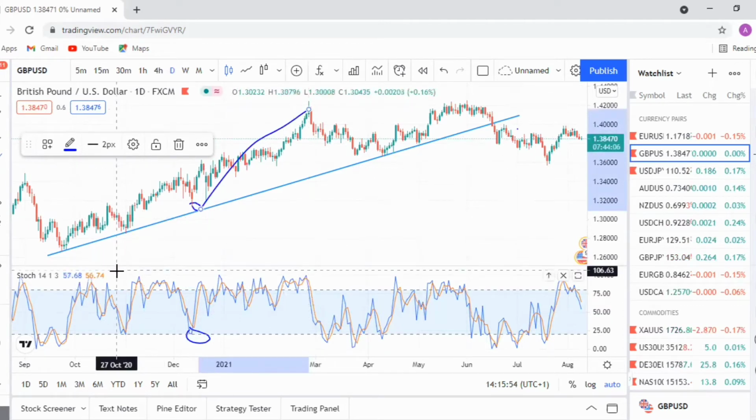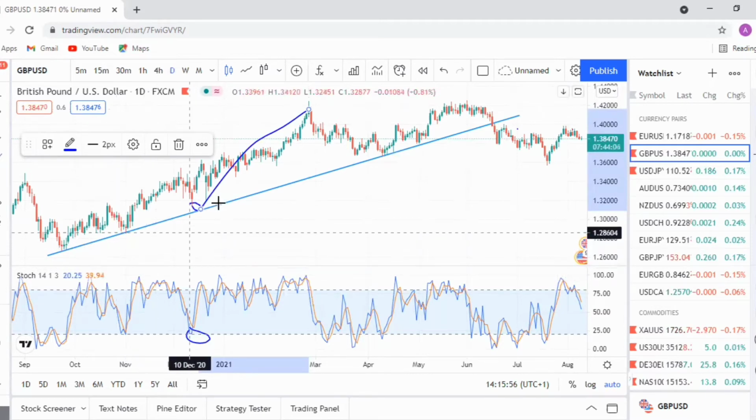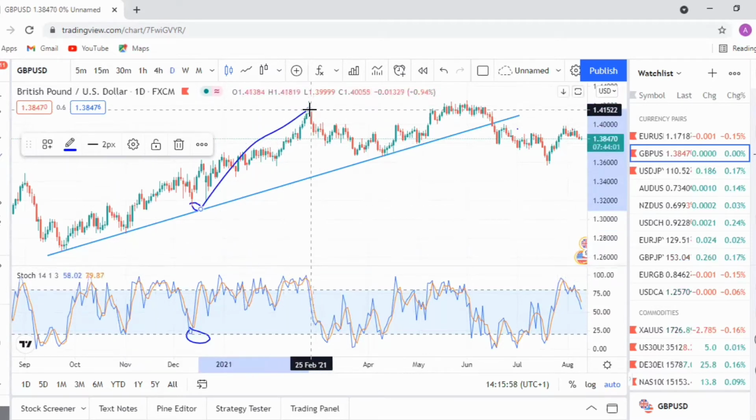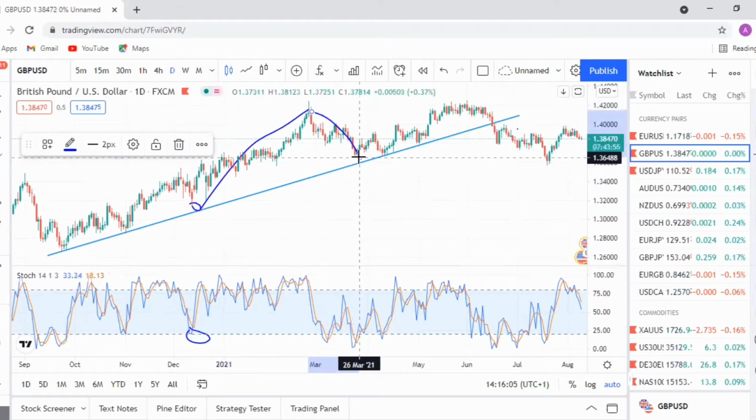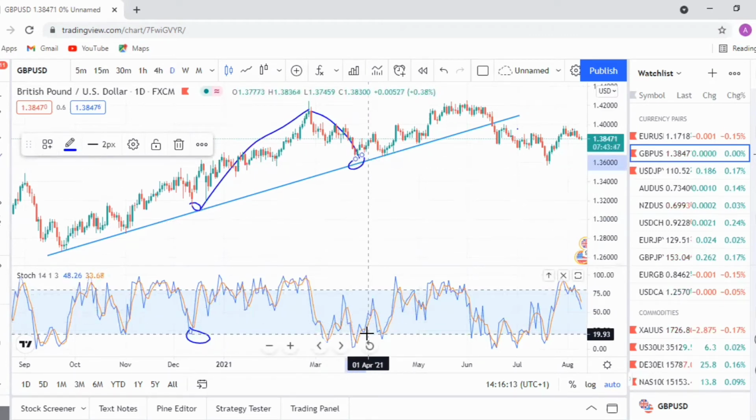And then you can see again that when the market did another retracement, it came down to the trend line again. You can see this point. At this point, if you look down, you can see the RSI is also at the oversold region. I can as well buy again.